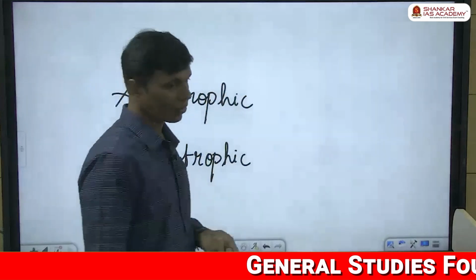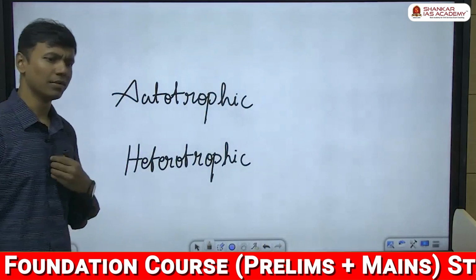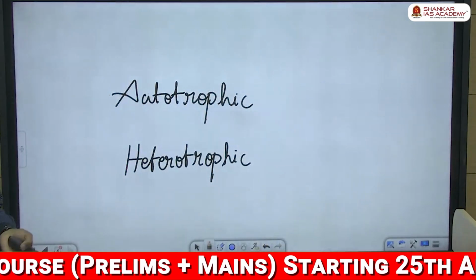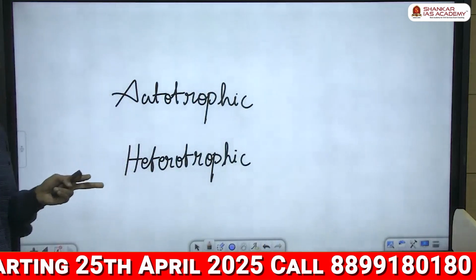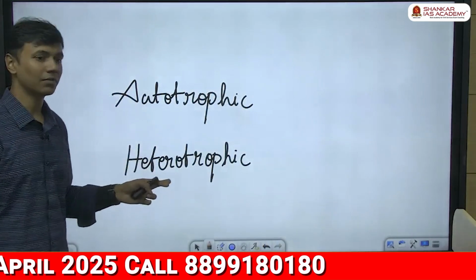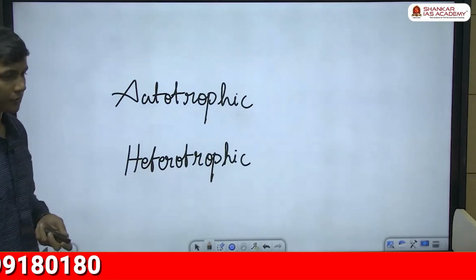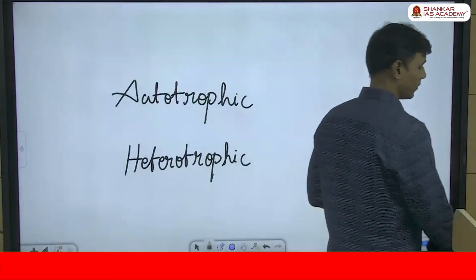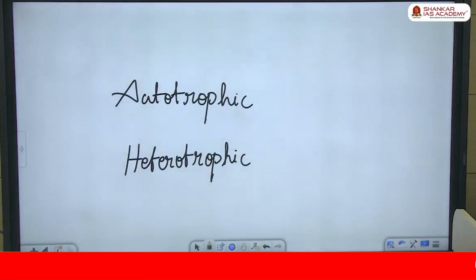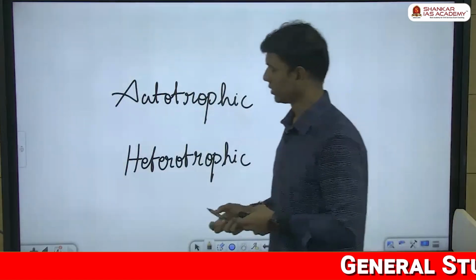Organisms that can prepare their own food are called autotrophic organisms. And heterotrophic organisms depend on other organisms. For example, we are heterotrophic. Plants are autotrophic. Organisms capable of synthesizing their own food are called autotrophic, and organisms that depend on other organisms for food are called heterotrophic. Produces food on its own, depends on other organisms for food. Autotrophic and heterotrophic.